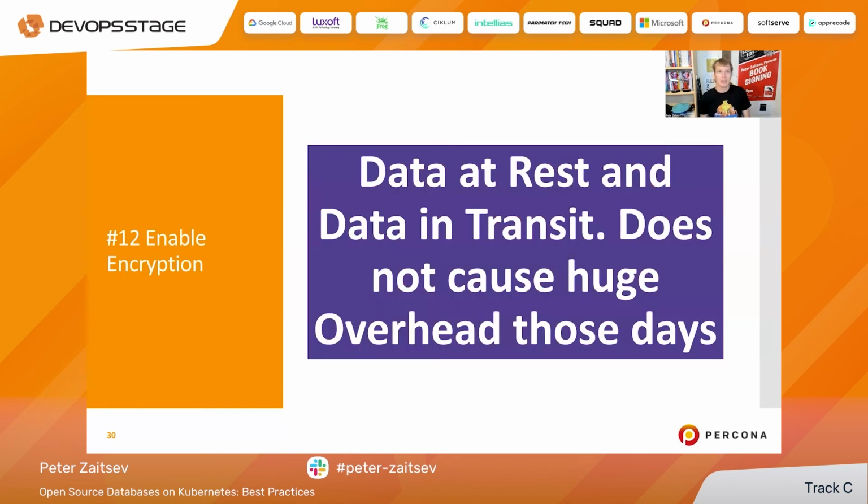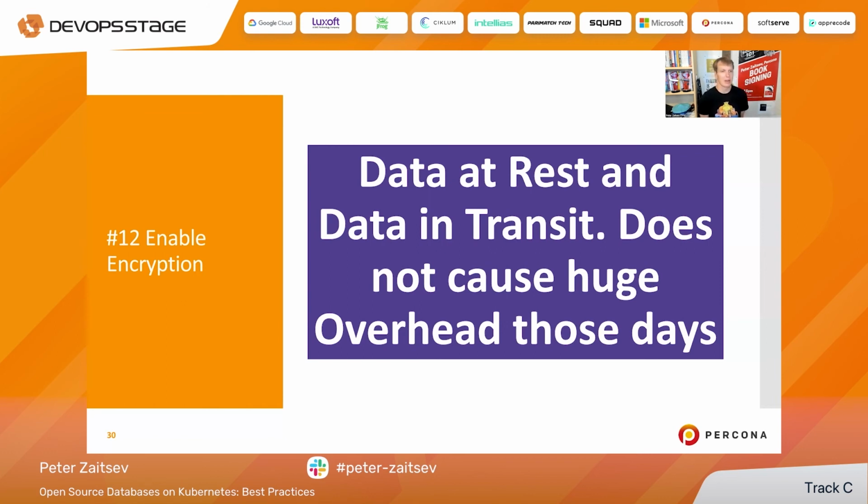With that, you also want to make sure your data at rest and data in transit are encrypted. Now, in the past, encryption had this notion of, oh my gosh, that is something very expensive.